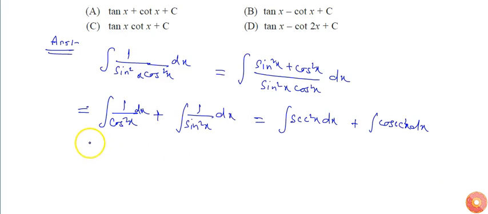Now I know that integration of sec square x dx is tan x, and integration of cosec square x dx is minus of cot x, and since it is indefinite integration, the integration constant c will be there, so our answer will be B.